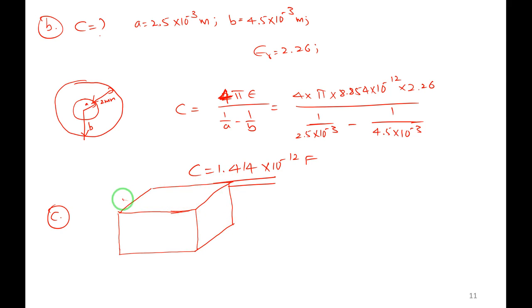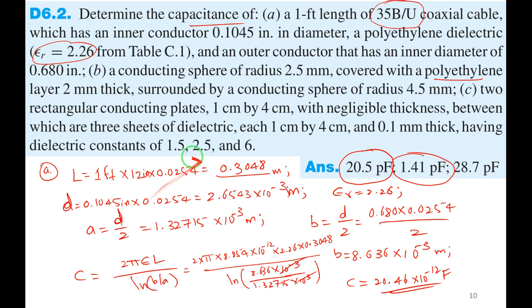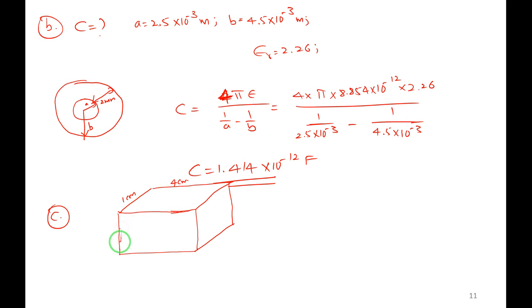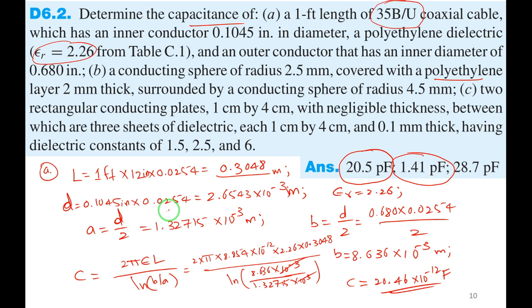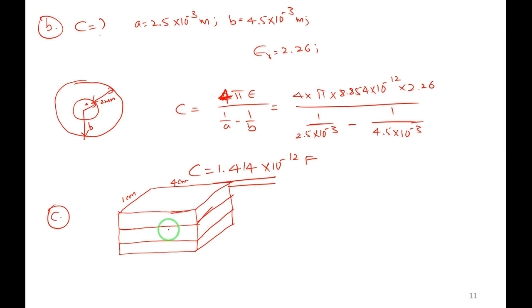Right, so this is 1 centimeter by 4 centimeter. So this is one metallic plate and below also there is a metallic plate. In between there are three different dielectric materials. So I will divide it into three, right? So this is one dielectric material and this is another dielectric material. Totally three are there, right? I hope you are getting. They are also 1 centimeter by 4 centimeter, same surface area. Okay.